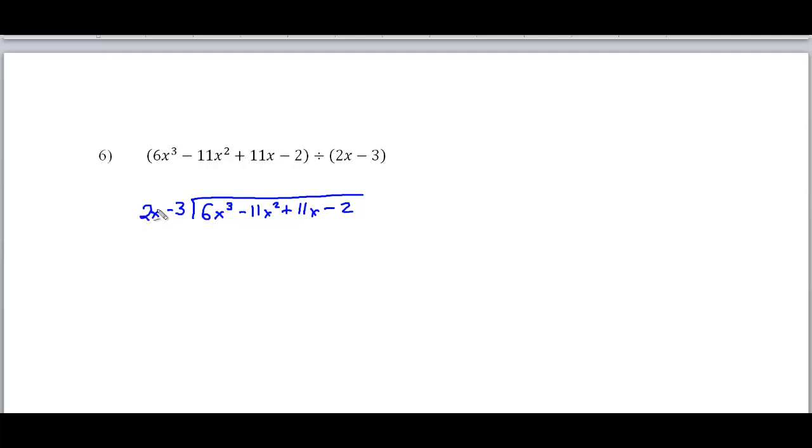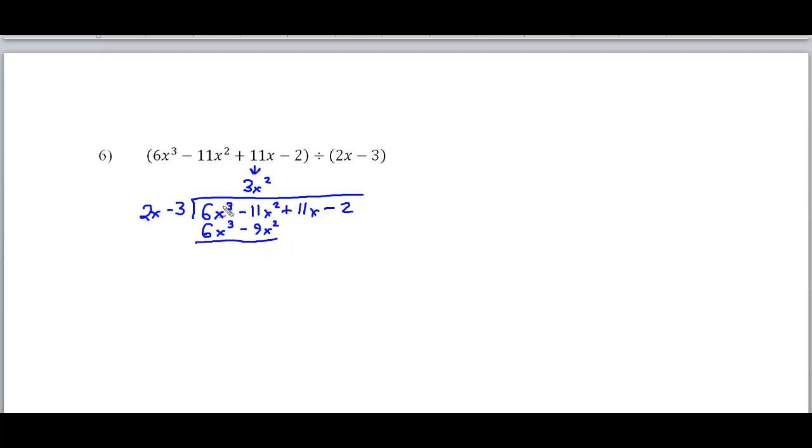So, how many times does my 2x go into 6x cubed? We're going to need to start right there because this is a binomial and that's a binomial. So we will multiply my 2x by 3x squared to give me 6x cubed. We want that perfect match for the first one, so it simplifies when we subtract. 3 times negative 3 is negative 9x squared.